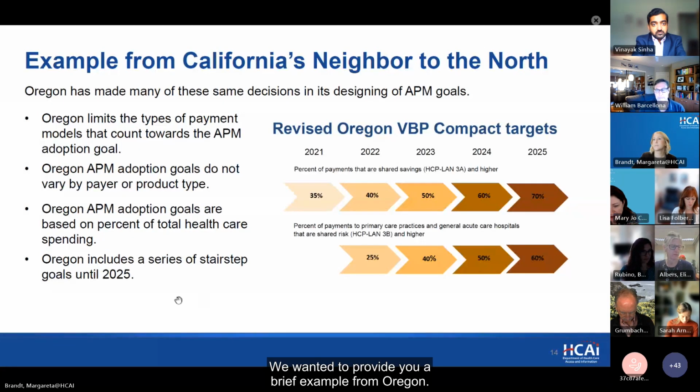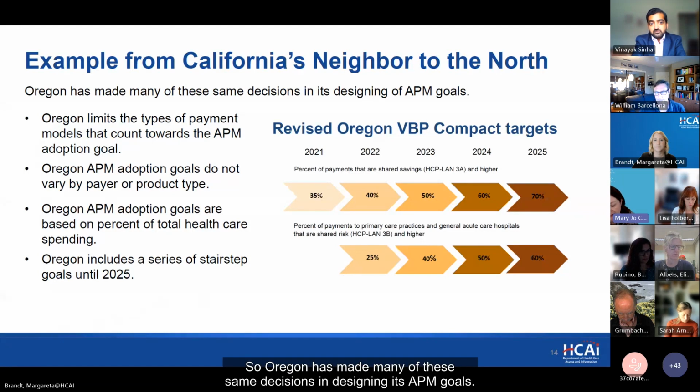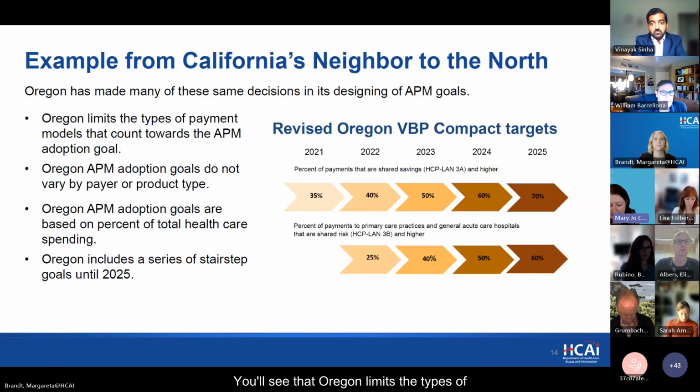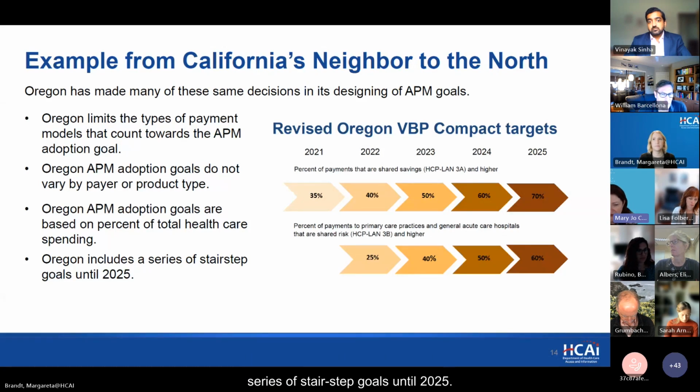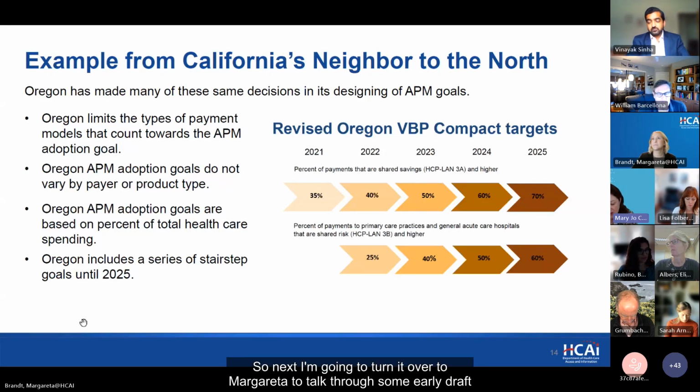We wanted to provide you a brief example from Oregon. So Oregon has made many of these same decisions in designing its APM goals. You'll see that Oregon limits the types of payment models that count towards the goals. It uses HCP LAN 3A and higher for some, and HCP LAN 3B and higher for others. It also does not vary those goals based on payer or product type. The Oregon goals use percent of total healthcare spending as the metric that the goals are based on, and they are designed as a series of stair-step goals until 2025. So next, I'm going to turn it over to Margaretta to talk through some early draft recommendations for some of these decisions in California.